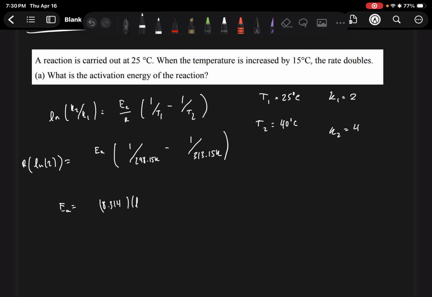8.314 multiplied by ln of 2 multiplied by 6224.36. This is equal to 35.87 times 10 to the 3. So then we could say this as kilojoules: 36 kilojoules. There you go. That's our answer. Next question.